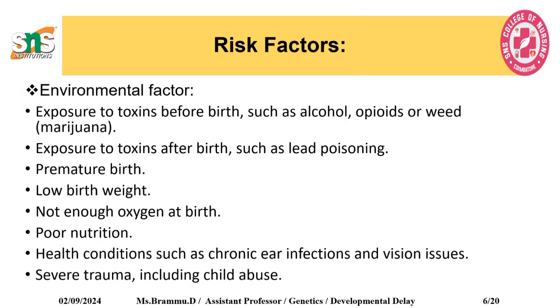We will see in depth what the environmental factors are. As I told you earlier, it is mainly due to exposure to toxins. The toxins might come through alcohol consumption, opioid consumption, or any drug consumption, such as marijuana, by drug abusers. If the mother is exposed to lead toxicity, there is a chance for developmental delay. The baby can be born prematurely or with low birth weight, and the mother may also have been exposed to many other infections in the previous period.